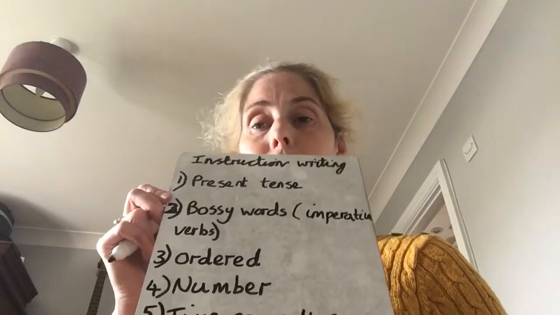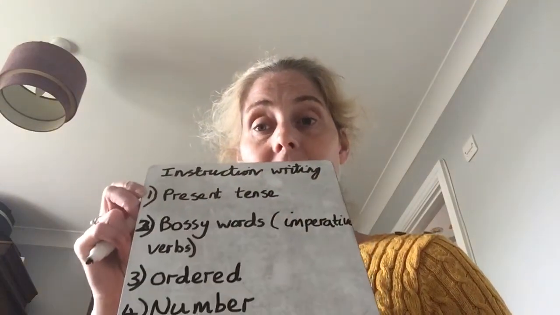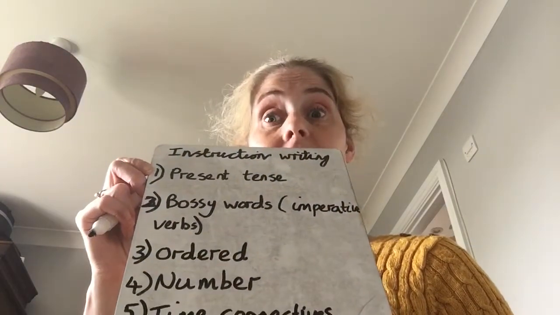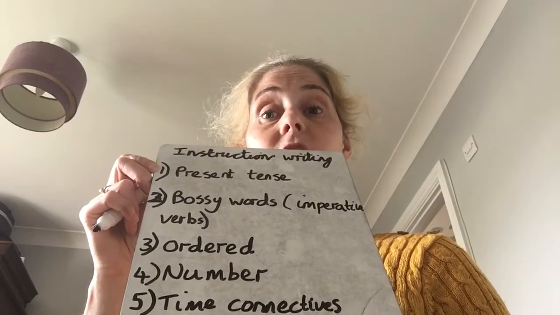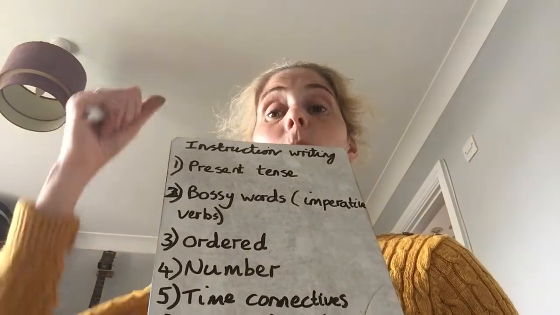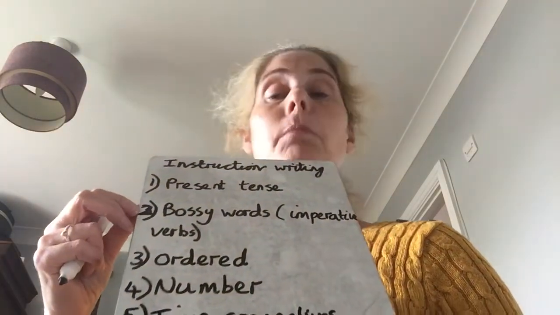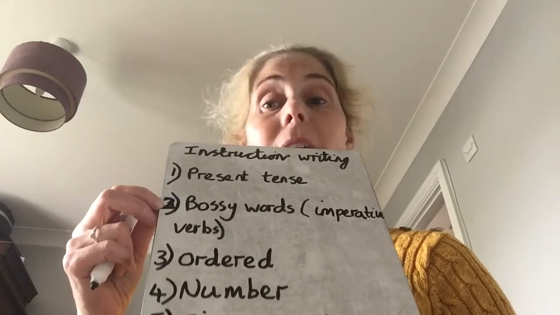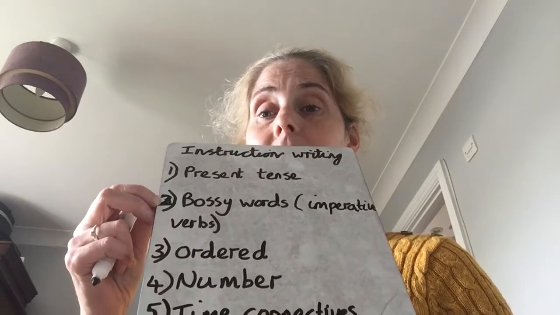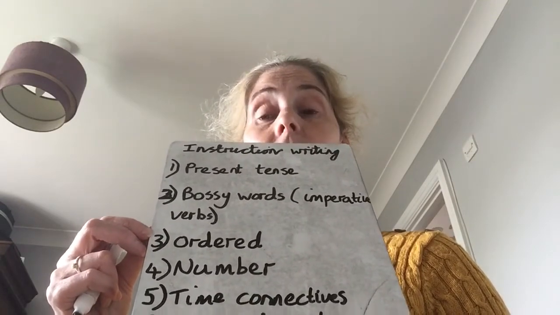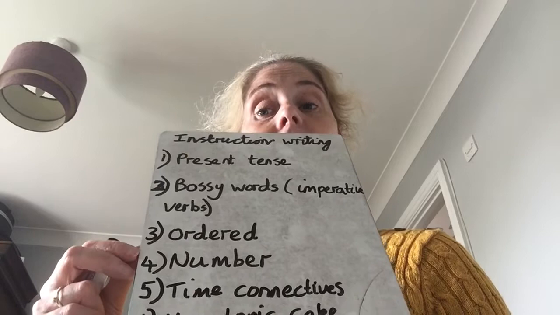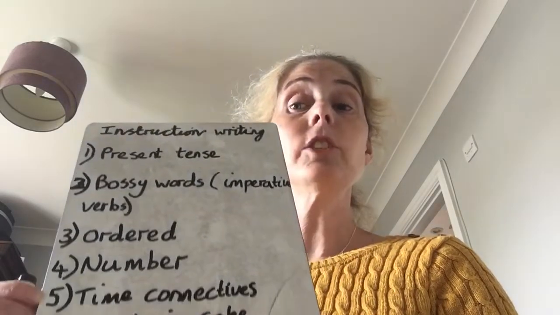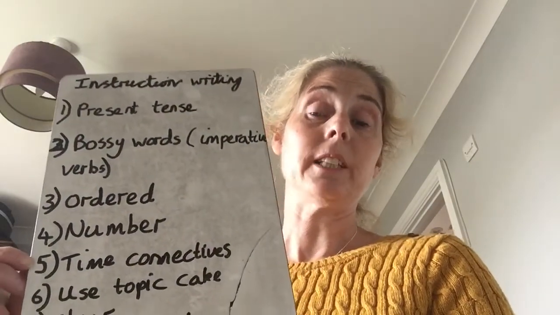So the things to remember. Remember, present tense. Now, it's happening now. Okay? Like we were saying, get the butter out of the fridge. That's something you're telling them to do it now. Okay, present tense. Bossy words. Remember the big word for those? Good. Imperative verbs or adverbs, okay? It must be ordered. And to help you order it, it needs to be numbered, okay? You can use time connectives. You don't have to, but it's quite good to use time connectives.